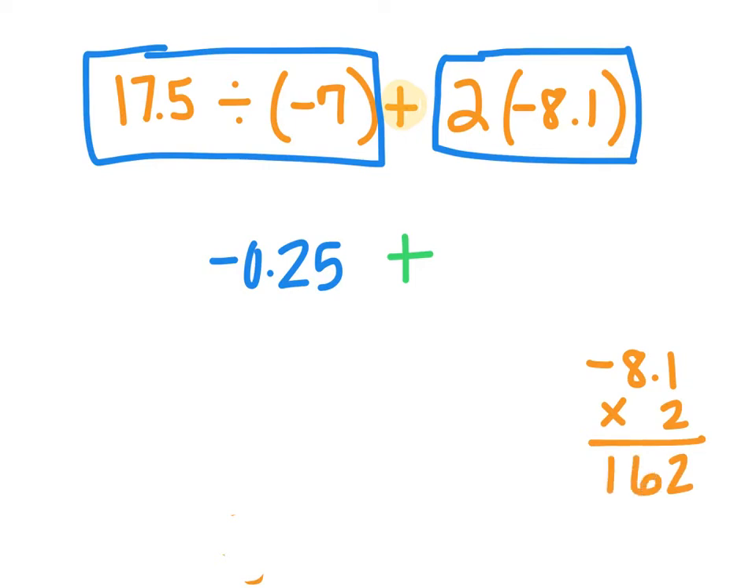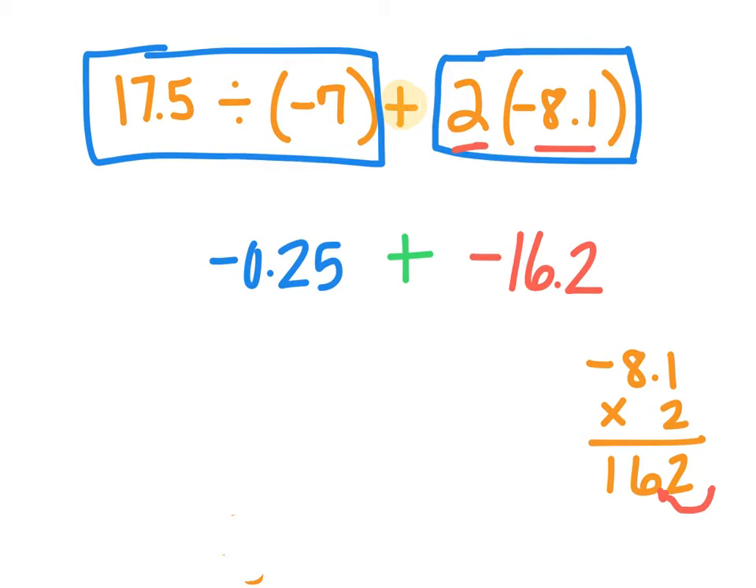Now to figure out where my decimal goes, I see one place after the decimal here. So I'm going to move it one place back. So remember, it starts at the end. So it starts right here, and then I move it one back, so I get 16.2. Okay, and then I just have to check for my negative sign. Positive times a negative is a negative.